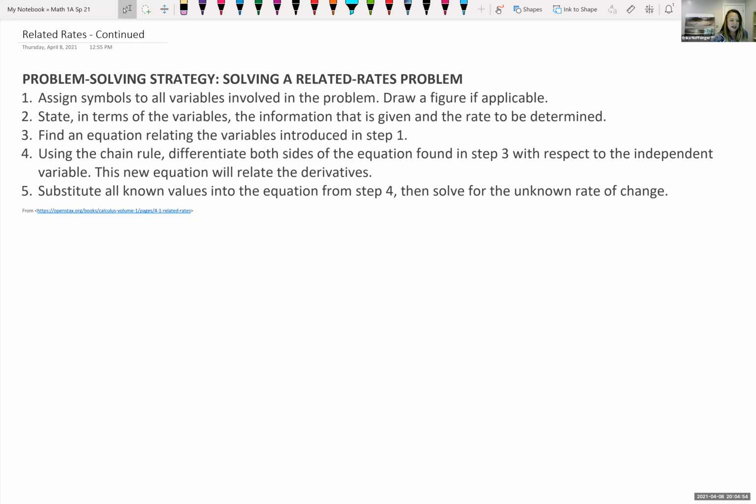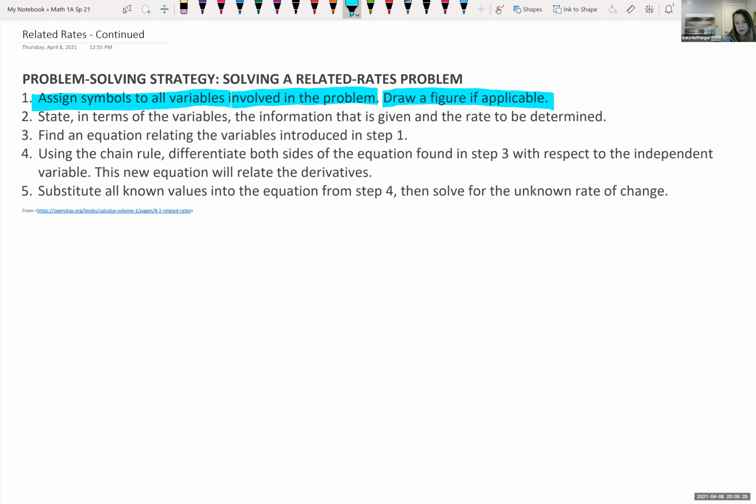So we're looking at related rate problems. We already started this. I pulled up again how to solve these related rate problems and how to go about the process. First thing you're going to do is read through the problem really carefully, and then start pulling out the information. So assign symbols to the variables involved in the problems.